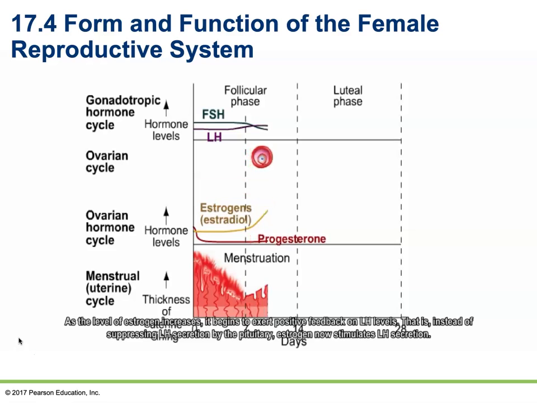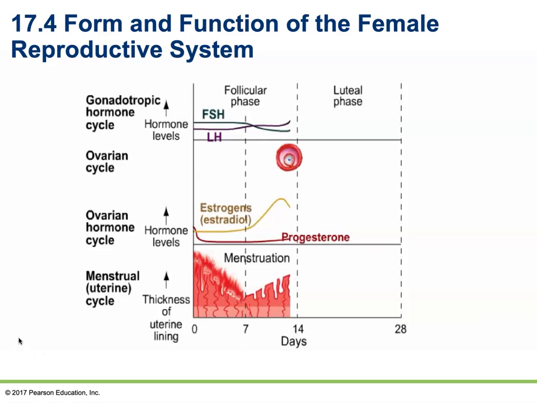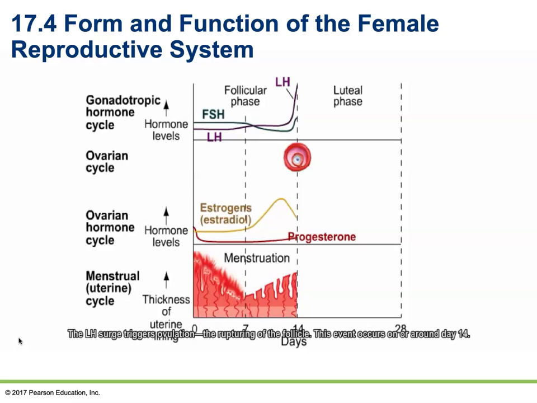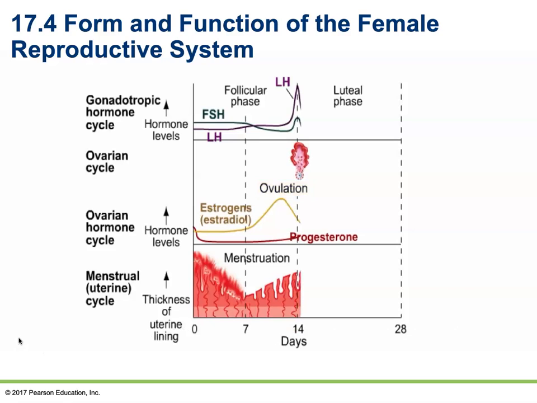As the level of estrogen increases, it begins to exert positive feedback on LH levels. That is, instead of suppressing LH secretion by the pituitary, estrogen now stimulates LH secretion. The increased level of estrogen triggers a large spike in LH and a smaller spike in FSH that together signal the end of the follicular phase and the onset of the luteal phase. The LH surge triggers ovulation, the rupturing of the follicle. This event occurs on or around day 14.